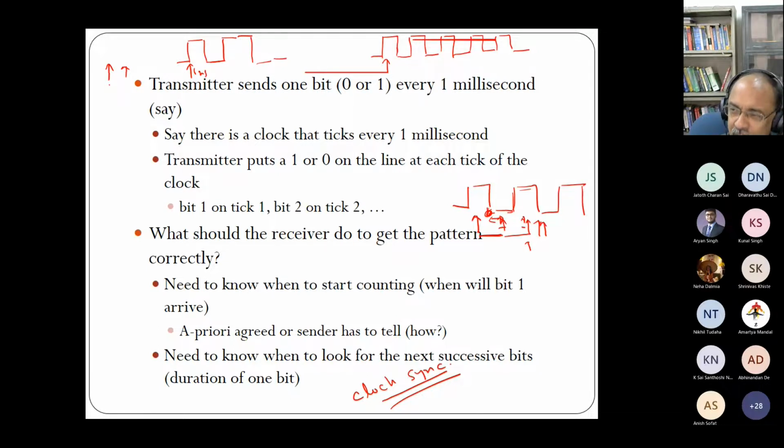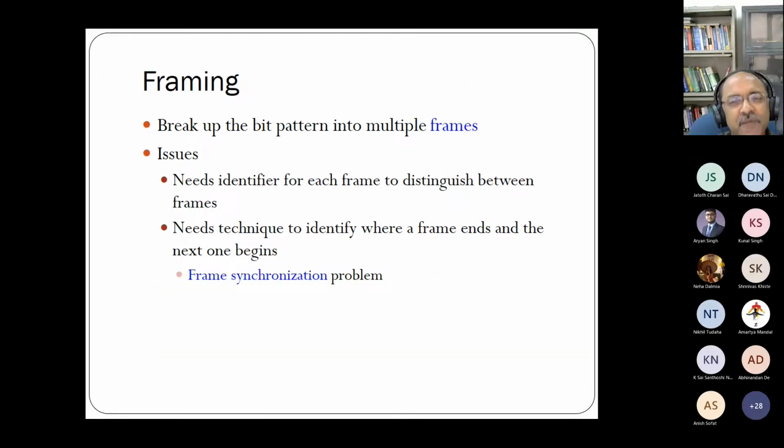The rate has to be known a priori. But then whether my clock is running fast or slow is something that I have to synchronize somehow during this transmission. And there are two ways of doing it. But before I do that, we'll start introducing a term. Now we're getting into networks proper.